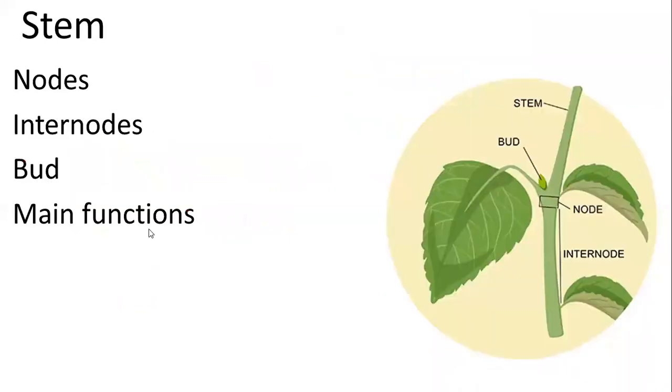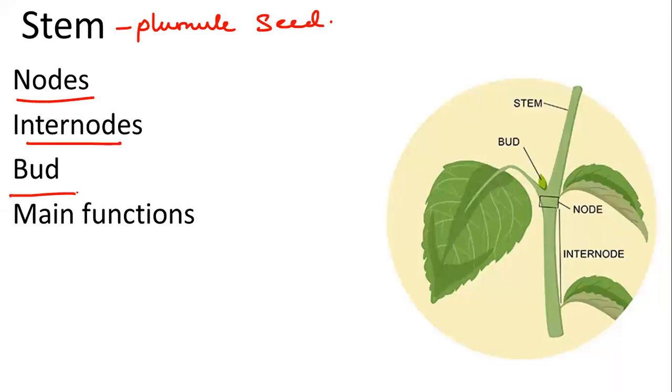Next one, we are going to talk about stem. Since root develops from the radicle part, stem has to develop from the plumule part. Stem will develop from the plumule part of a seed during the germinating period. The stem has nodes, internodes, and buds. Three regions will be there.